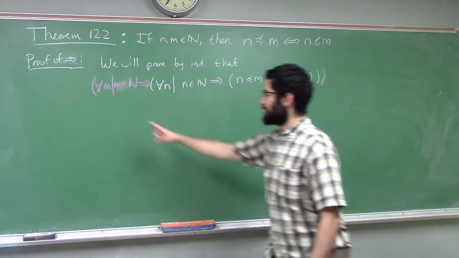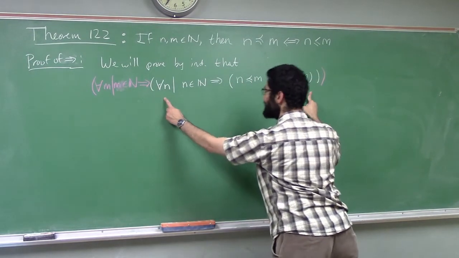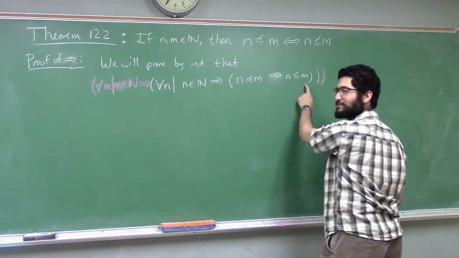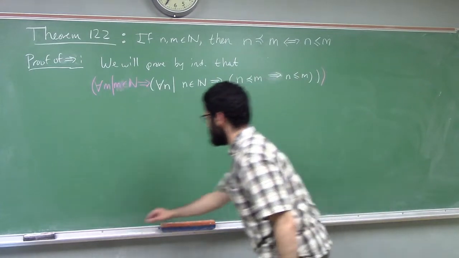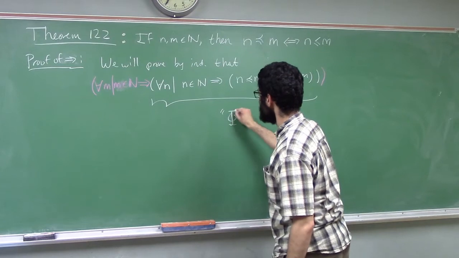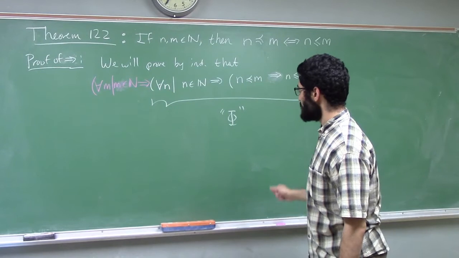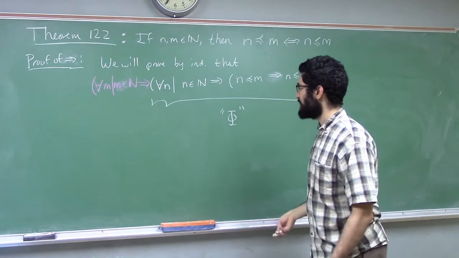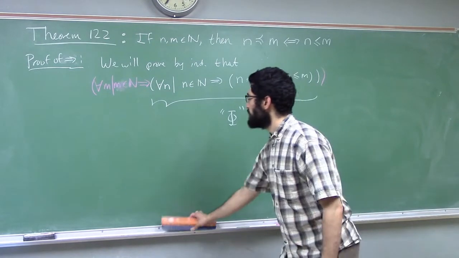We want to prove that for all natural numbers m, the following holds. For all natural numbers n, if there's an injection from n to m, then n is less than or equal to m. So this portion in white chalk, that's the phi for when we do mathematical induction. And the thing we're doing induction on is the m. That's the thing that's going to get replaced by 0 for the base case and by m plus 1 in the induction step.